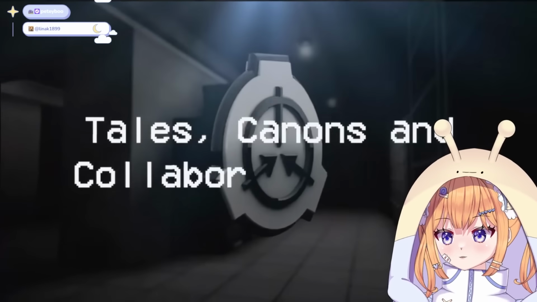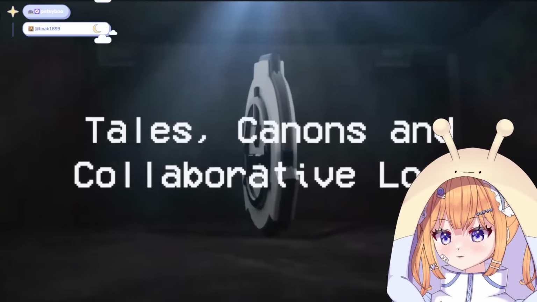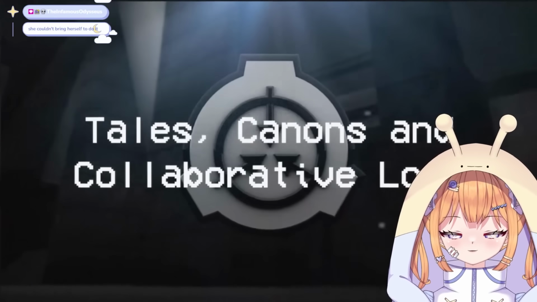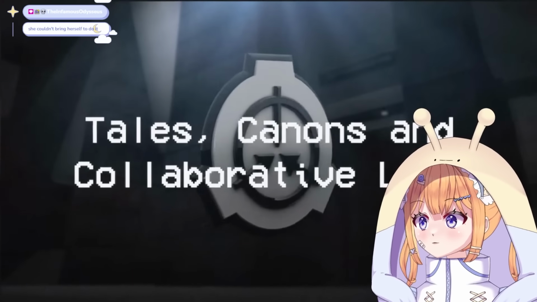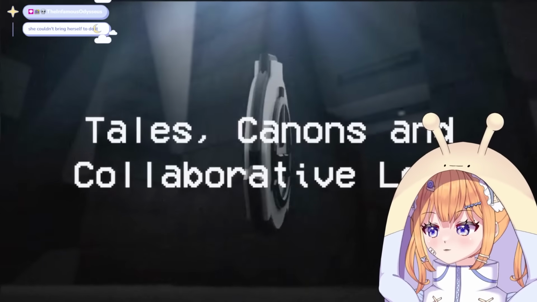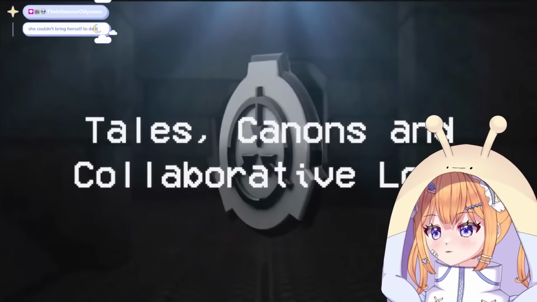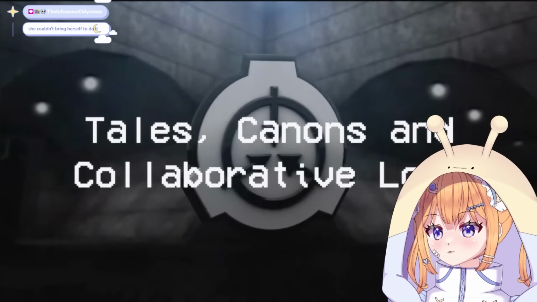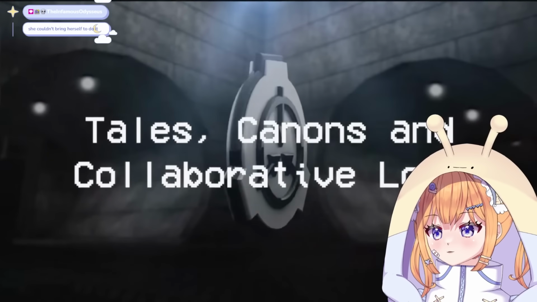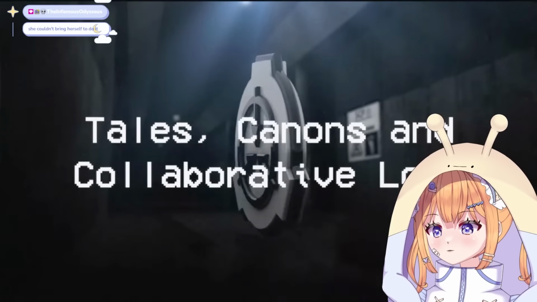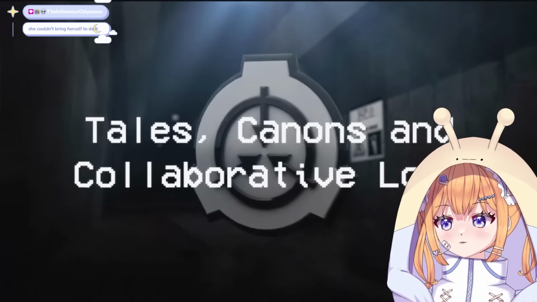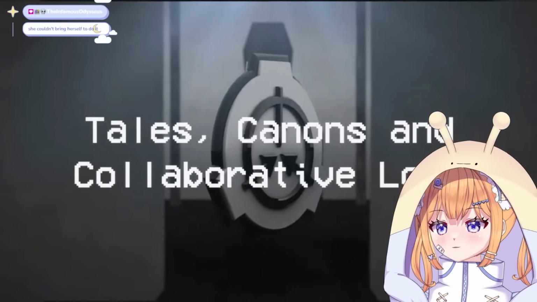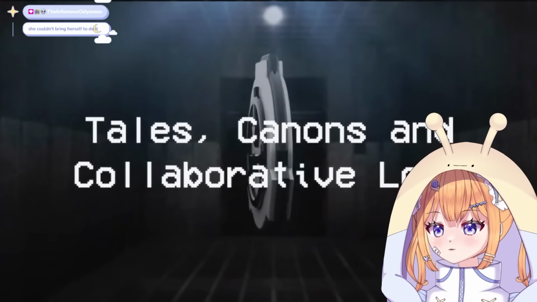Tales, canons, and collaborative logs. Tales are how the Foundation universe gets deepened and extended beyond the limits of the simple SCP file. It allows authors to tell stories where groups or people can interact with each other in the SCP universe, to expand on ideas already created in SCPs, or just to write prose. Some authors may also turn their tales into a series, usually if they have a cohesive idea in mind, or if it gets really popular.